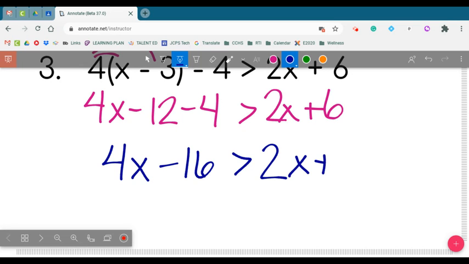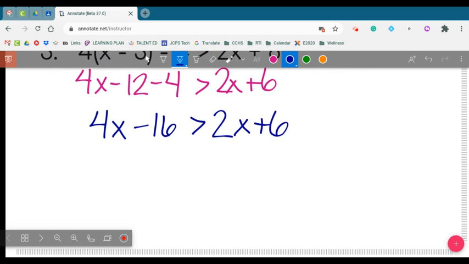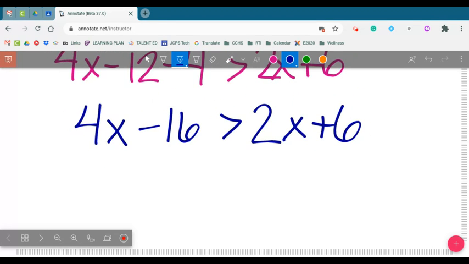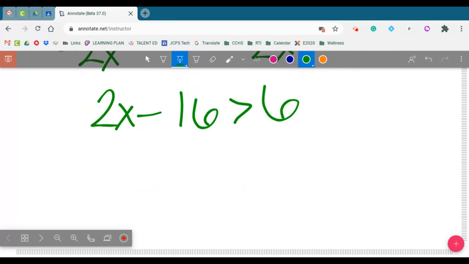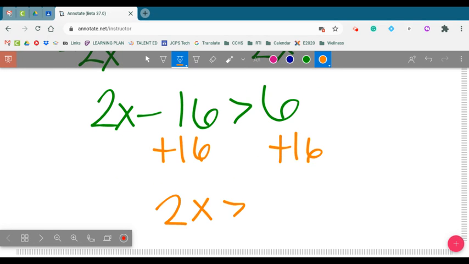If you don't combine those, that's okay. You may just move each of them over individually a little bit further on. Subtract 2x to get our variable to the left, so we're going to get 2x minus 16 is greater than 6. And then we're going to add 16 to both sides. We get 2x is greater than 22.